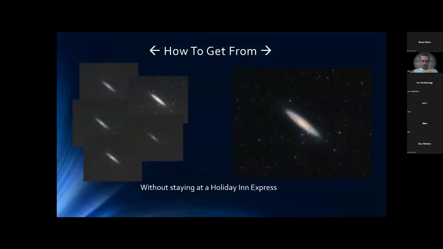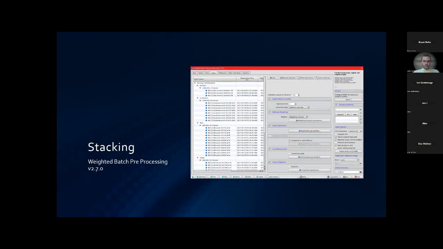So how to get from all your frames on the left side to the right side, without staying at the Holiday Inn Express, and then shoved them all in there. It separated them out by HA, luminance, red, green, and blue. Hey, John, did you have any trouble dragging those in? One of those frames didn't work for me. All of them went in. Okay. Went in there, but I think you'll see here in a second.